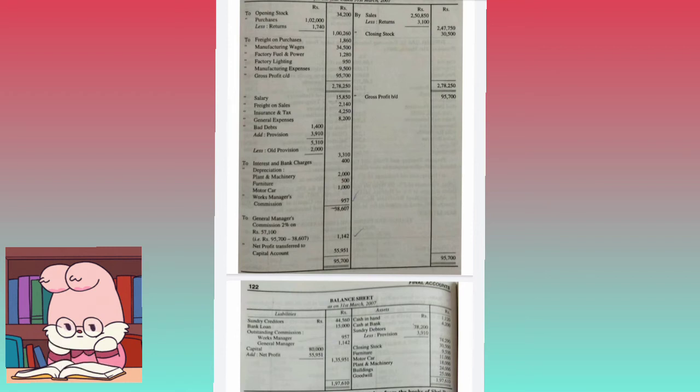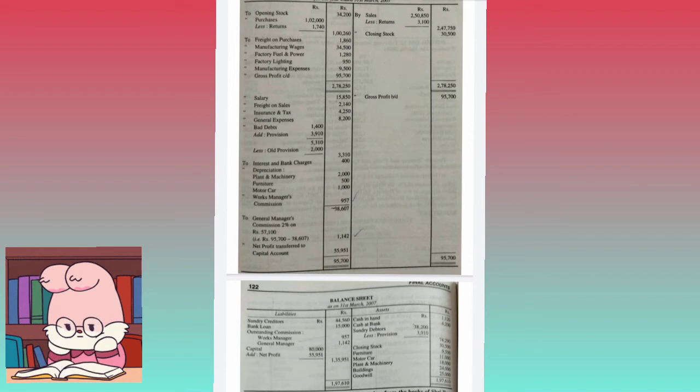Okay, this general manager's commission is also the P&L account item only, so it will also be debited to the P&L account. So after debiting this P&L item 1142, deduct this 1142 again from 57,100, minus 1142, you will get the net profit of 55,951. Okay, like this you need to solve this. So till here we have completed problem number 11, and after that just take this net profit to the capital account and balance the balance sheet. That's it. So till here it is problem number 11.